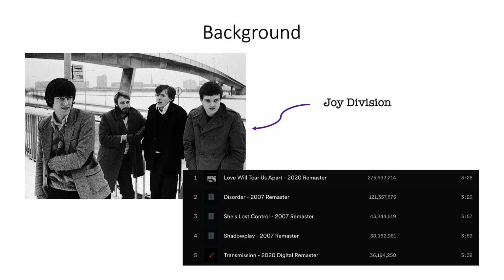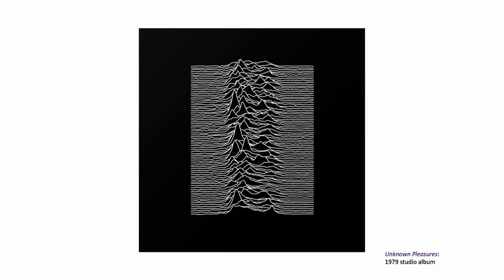I'm mentioning this band in a History of Statistics video because they made what I would consider a pretty significant contribution to the field of data visualization. In 1979, they released their debut studio album called Unknown Pleasures, and they picked a data visualization as their album cover. So in this slide, I have the album cover shown here, and this is basically just a black background with a white data visualization on it.